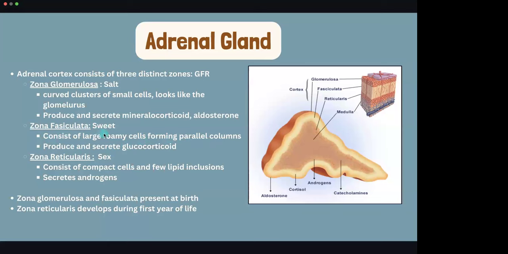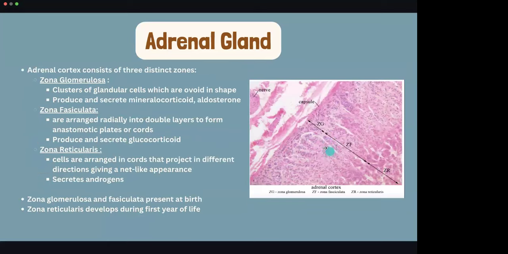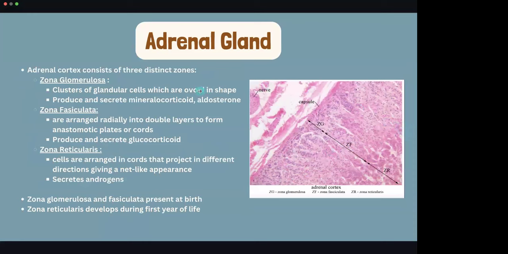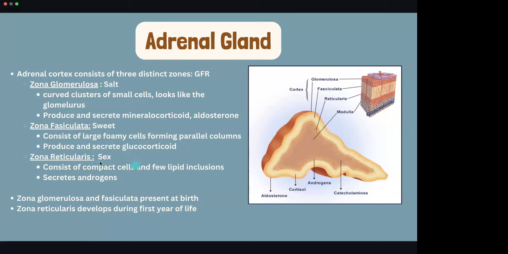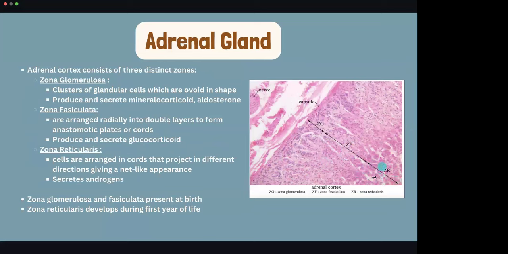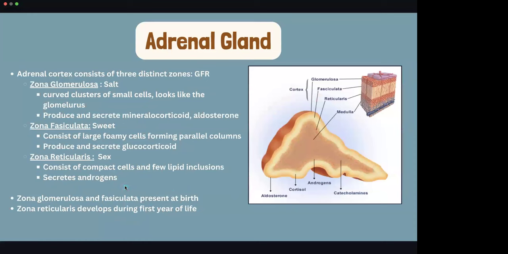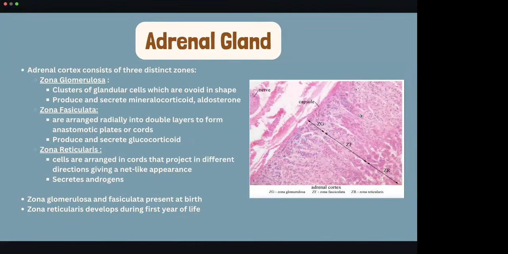And then we have the zona fasciculata, which are large foamy cells arranged in parallel columns. You can see the parallel columns here. By the way, this is how Dr. Yaqeen described it, and this is how the lab manual described it, which is a more proper, histological way. And then you have the reticularis, which are compact cells with a few lipid inclusions, as you can see here. Now, the zona glomerulosa and the zona fasciculata are present at birth, and the zona reticularis develops later in the first year of life. So keep that in mind.